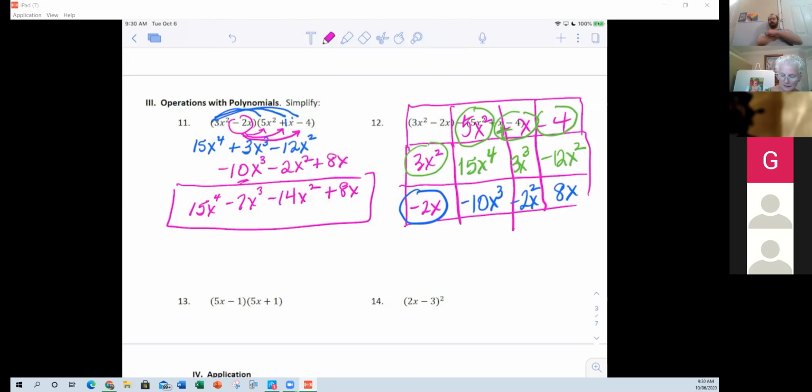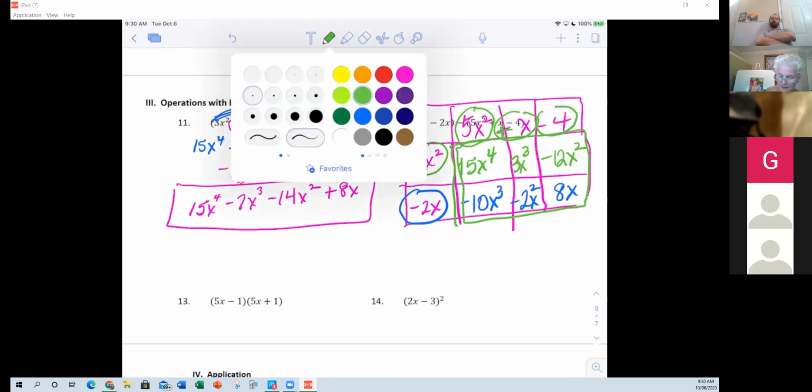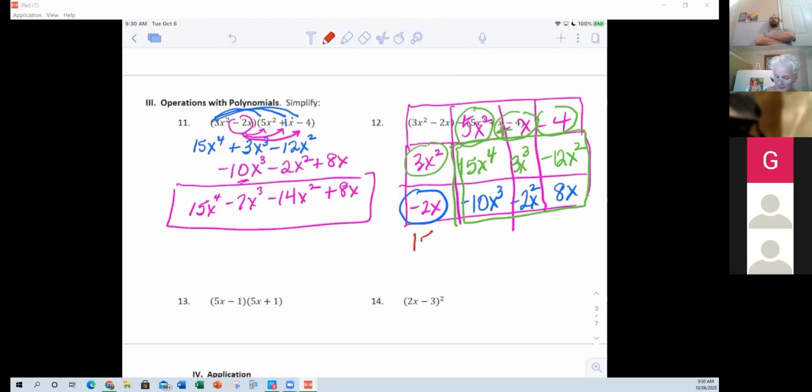And then we're just looking now at this piece right here. And so we have the 15x to the 4th. And these two can combine right here, so that would be minus 7x to the 3rd. Then these two can combine right here, and that would be minus 14x squared. So really it is just the distributive property. It's just a way to organize things if you like to do it that way.